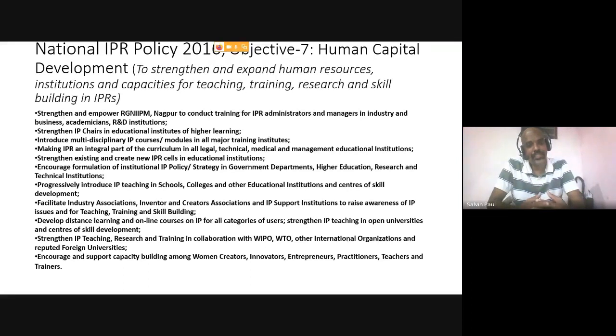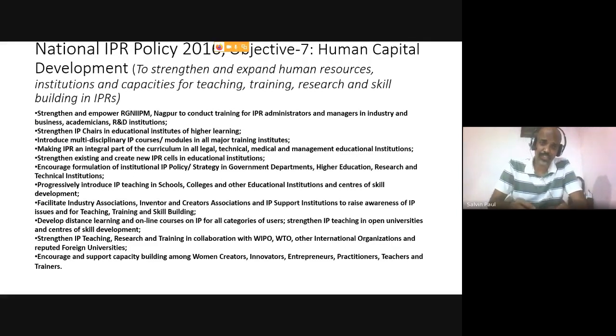UGC prescriptions say that IPR chairs need to be initiated across higher education institutions in India, multidisciplinary IP courses introduced, IPR made an integral part of the curriculum, and institutional IP policy formulated. IP teaching should be introduced in schools, colleges and educational institutions, and industry association, inventor and creative associations facilitated at the institutional level. Distance learning and online courses on IP should be developed, IP teaching, research and training strengthened in collaboration with the World Intellectual Property Organization, World Trade Organization and various international organizations, and capacity building among women creators encouraged and supported. This is a very new idea.